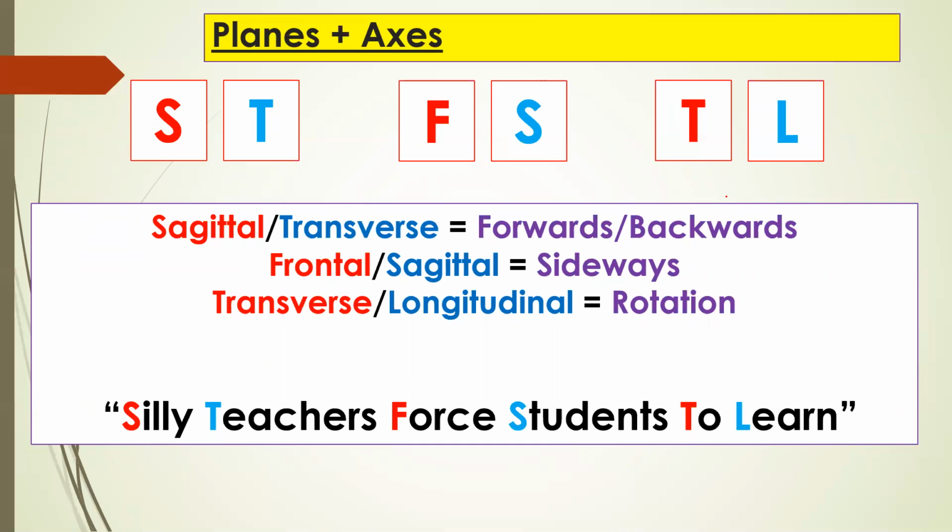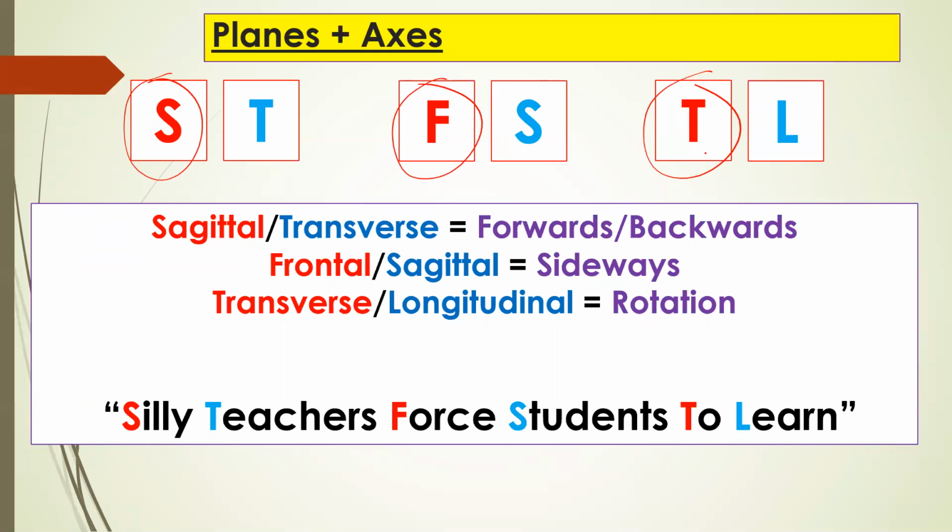And there's three pairs. The first pair is going to be sagittal transverse, which is sagittal plane, transverse axis. So the plane is always going to come first in the pairs. Sagittal plane, frontal plane, transverse plane.